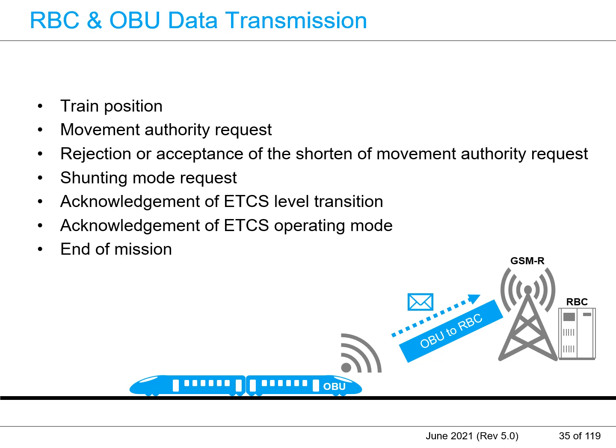ETCS Level 2 operation requires two-way communication. These are the key data from the train OBU to the RBC. The train position, the movement authority request, the rejection or acceptance of the shorten of the movement authority request, the shunting mode request, the acknowledgement of the ETCS level transition, the acknowledgement of ETCS operating mode, and the end of mission.